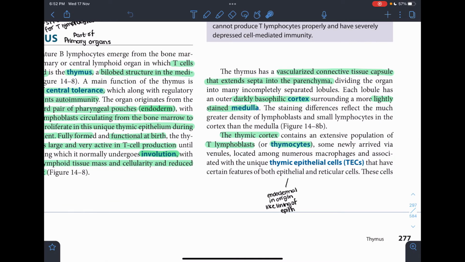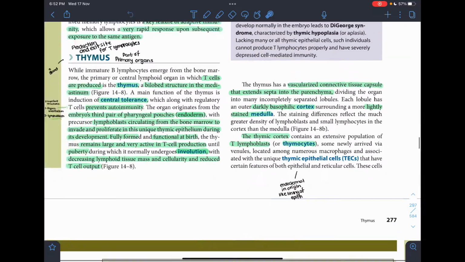The thymus has a vascularized connective tissue capsule that extends septa into the parenchyma, dividing the organ into many incompletely separated lobules. So the thymus is separated by the septa into incompletely separated lobules. Each lobule has an outer darkly basophilic cortex surrounding a more lightly stained medulla. The staining differences reflect the much greater density of lymphoblasts and small lymphocytes in the cortex than the medulla. So the cortex has lymphoblasts that are denser and smaller lymphocytes than the medulla.